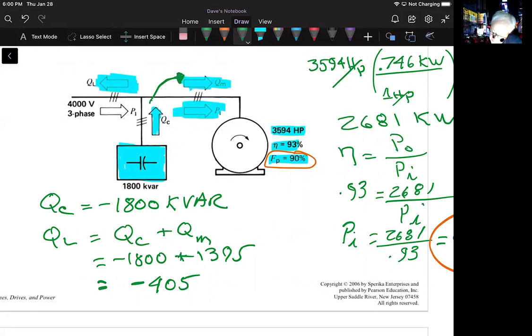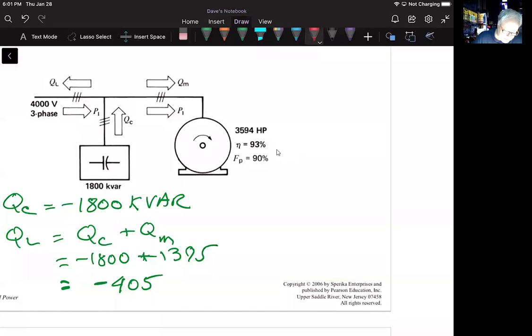But I think it's good to explore that happening. Okay, take another break. We'll do part D. Part D asks us to determine the active power supplied by the line.